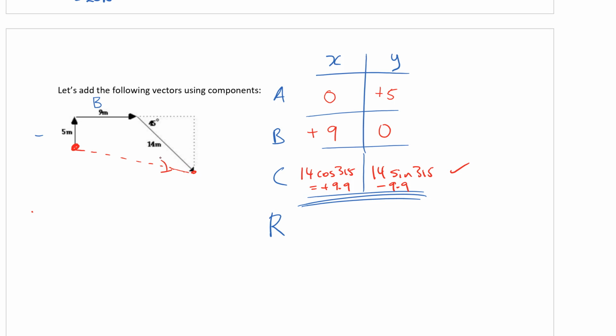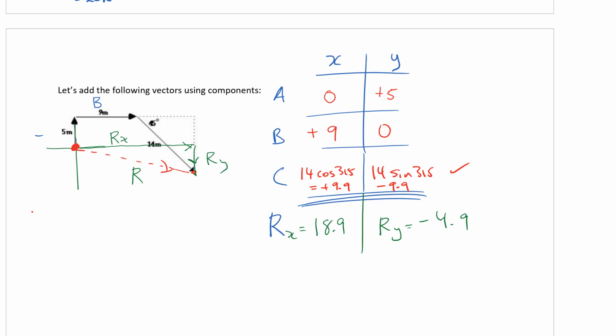What this method does is it's going to tell me how far this is in the x direction. So in other words, this will be the x component of my resultant. This will be the y component of my resultant, and this will be my resultant. So if I add 0 and 9 and 9.9, I get 18.9. So that is the x direction, and the y direction is going to be these ones added together. 5.5 and negative 9.9 will give me negative 4.9.